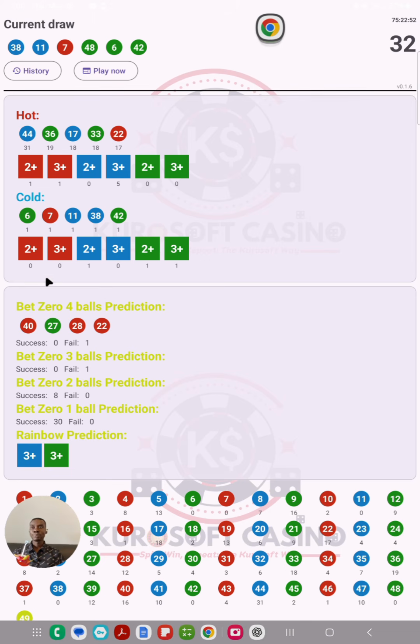At this point, there is currently no entry point. Now you should wait. You can see that these two are having a tie record. The green and the blue are currently having a tie record. They are all recording one time in favor of the 2 plus.